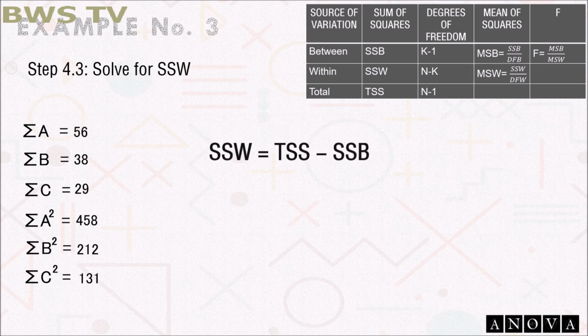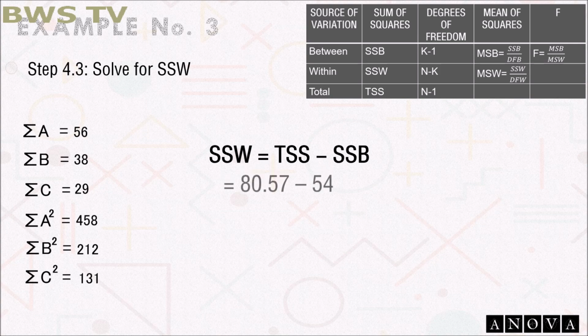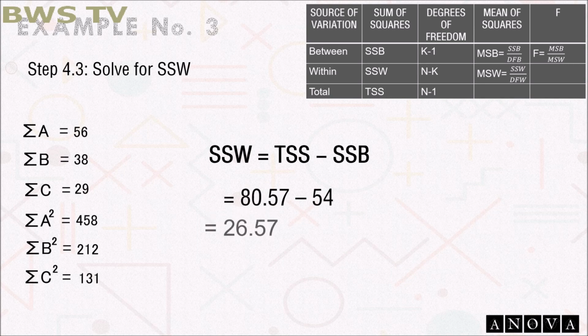Next, we have to solve for SSW, which will use the answers you got earlier, TSS and SSB. So SSW is equal to 80.57 minus 54, which will equal 26.57.